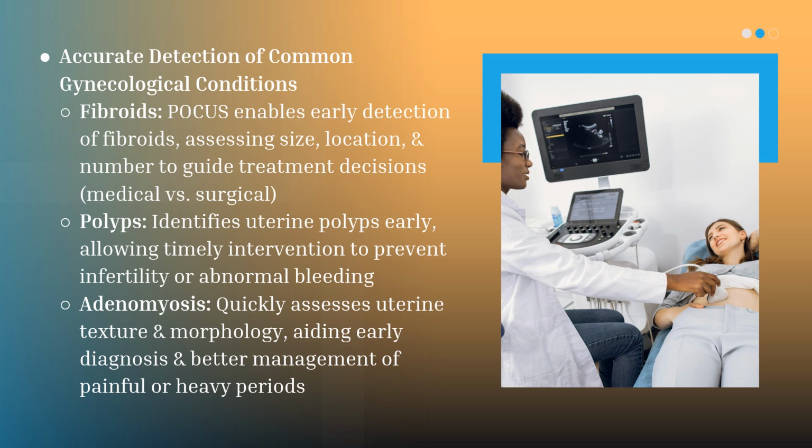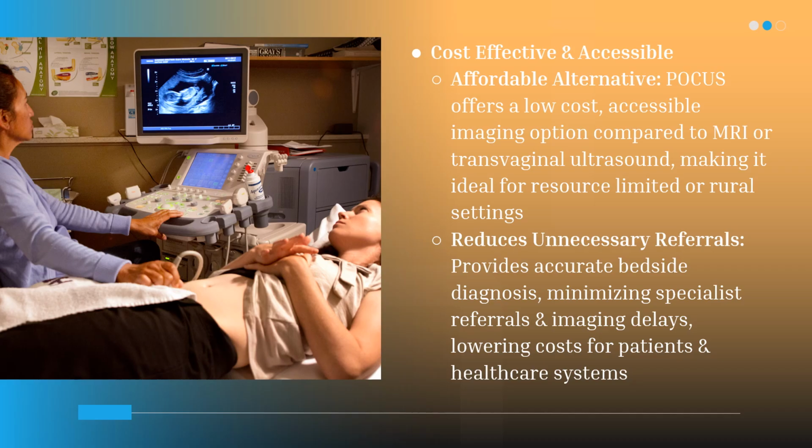With endometriosis, being able to assess the texture and morphology to make sure the uterus is really normal versus abnormal will really help, especially for those patients that have painful, heavy periods. Determining the endometrial thickness and the shape and size of the uterus will really help.